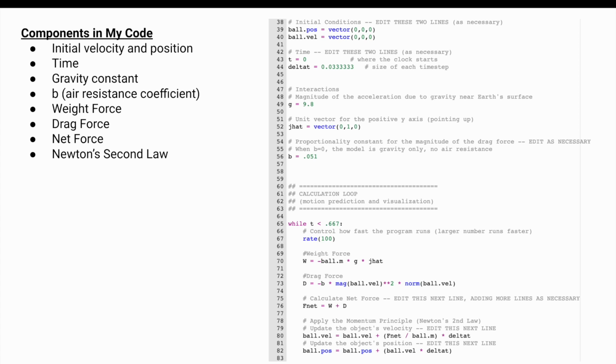In addition, you can see the formula for weight force. W is equal to the negative ball times mass times gravity. And we can also see the drag force equation. D is equal to negative b times the magnitude of the ball velocity squared times the normalized ball velocity. Finally, you can see the net force that is calculated by W plus D. And then at the bottom, we can see Newton's second law being graphed, as you'll see in the future.